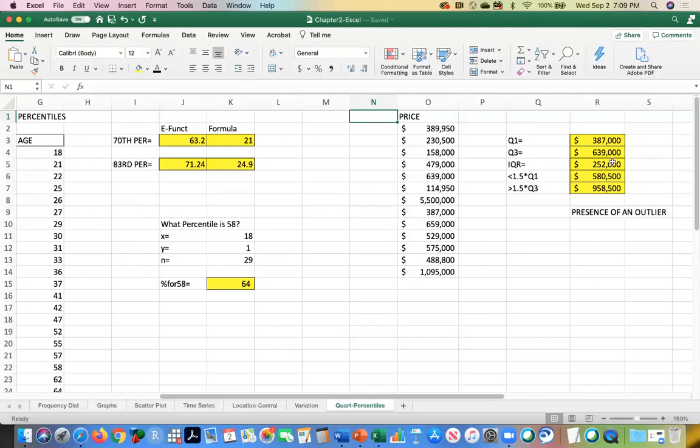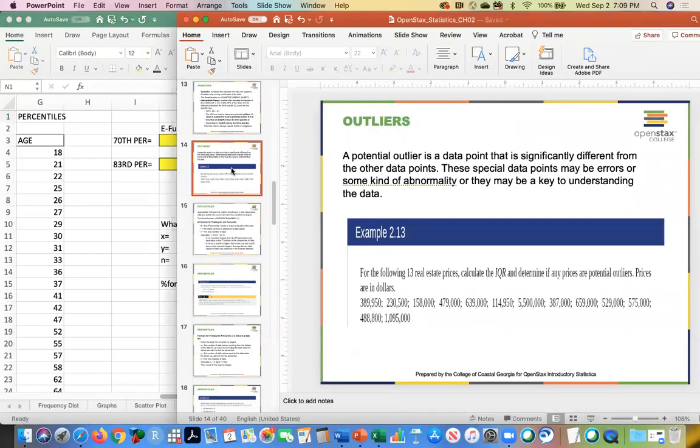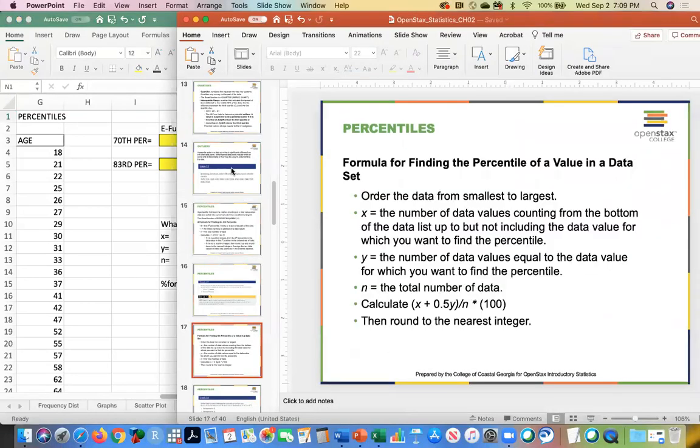958,000 is above the 639. So the data set has an outlier. And as you can see, when you are using Excel, you don't have to arrange the data. It doesn't matter. In this case, the data can be in any format. So going back to what I said before, we have these cases.